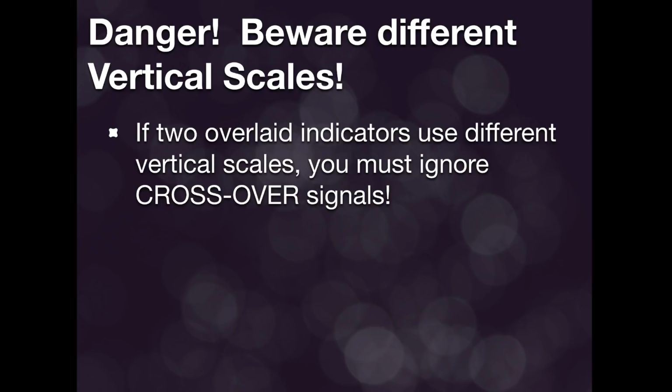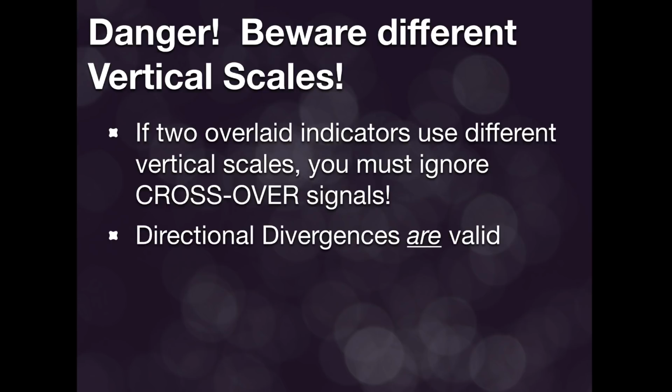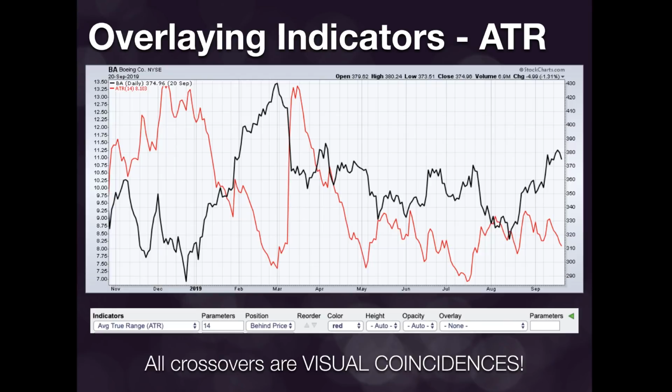And this is a trick that a lot of people fall for. I see it happen a lot, and it always makes me cringe when I see it. If they're on different scales, crossover signals do not matter. Instead, what you're looking for are divergences, the directional differences. Like I mentioned, one going up, the other going down, something along those lines. That's what these charts are really, really useful for.